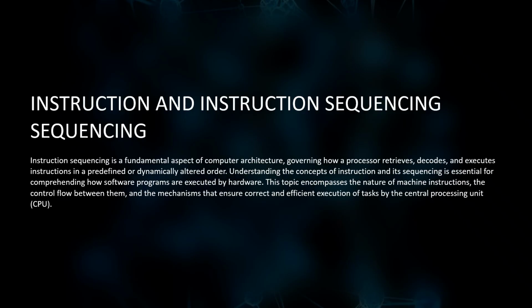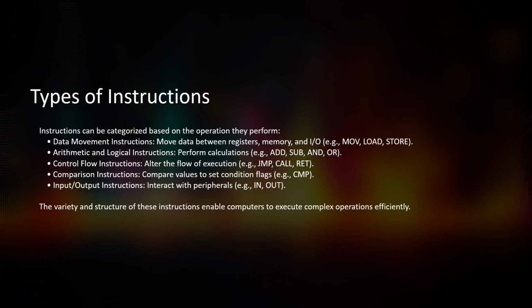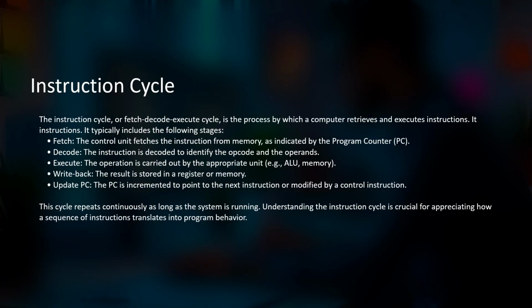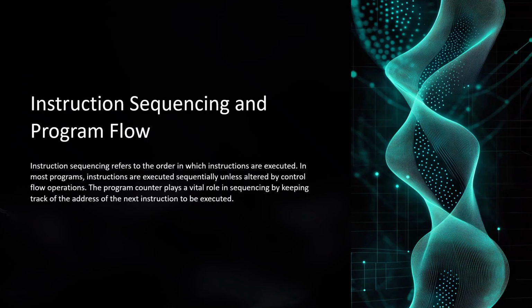Instruction sequencing. Types of instructions: data movement instruction, arithmetic logical instruction, control flow instruction, comparison instruction, and I/O instruction. The instruction cycle is fetch, decode, execute, write back, and update. So fetch the data, decode the instruction, and execute the instruction. Instruction sequence is very important.